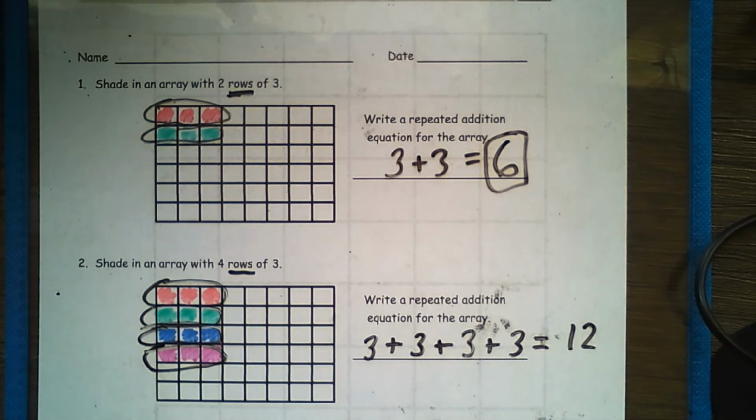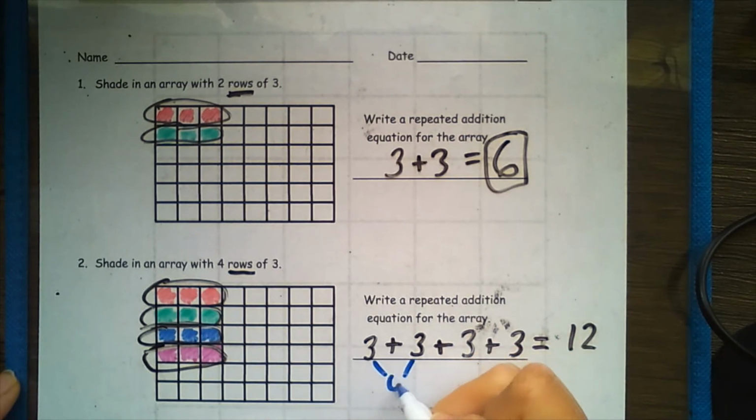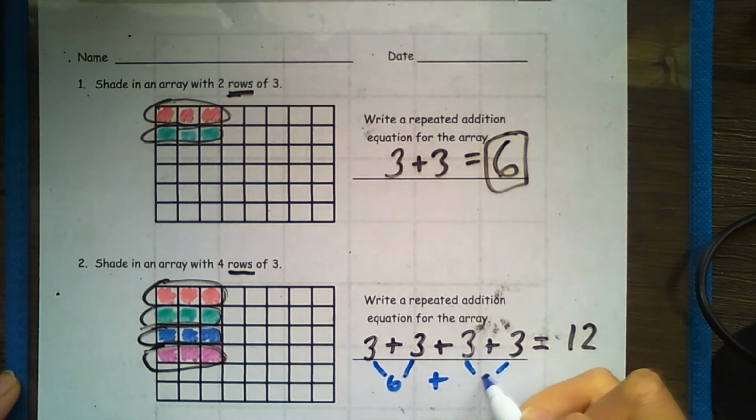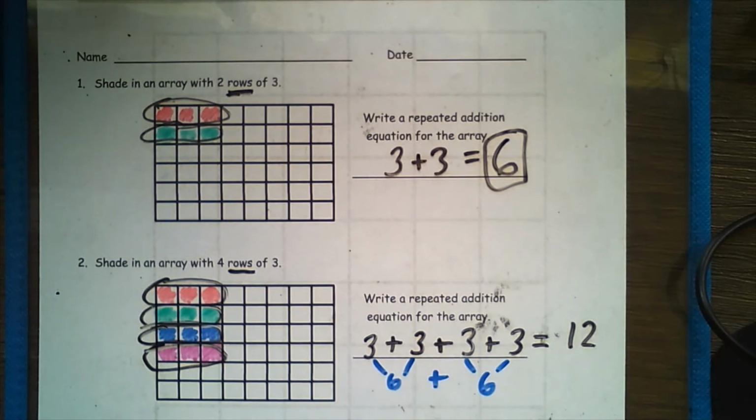And one way that I solved that super easily was I decided to go ahead and create doubles to make my life easier. I know that my doubles fact of 3 plus 3 gives me 6. Same thing for 3 plus 3 here. Brought them together to have 2 6's. And 6 plus 6 is also another double that gives me 12. Therefore, 12 is my solution.